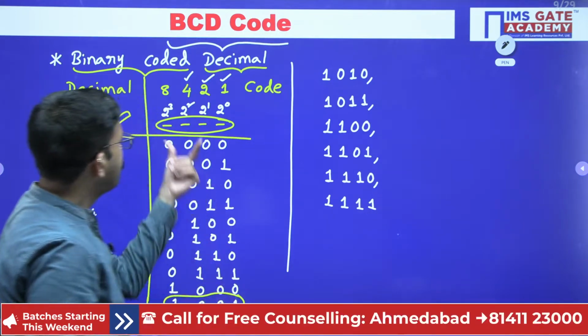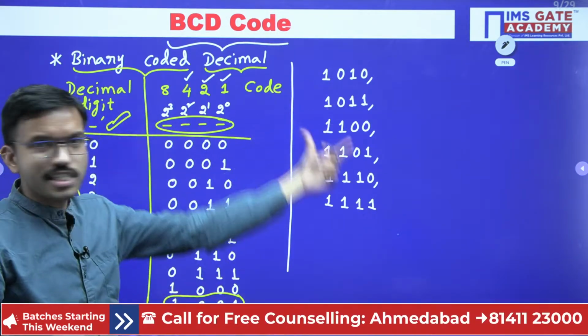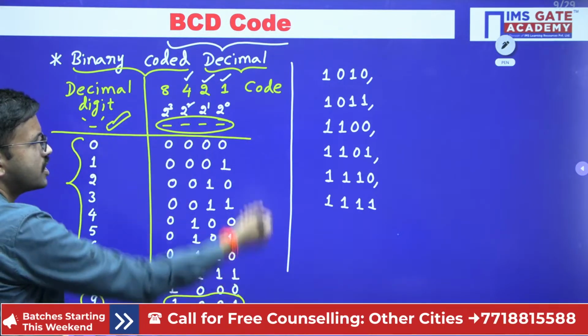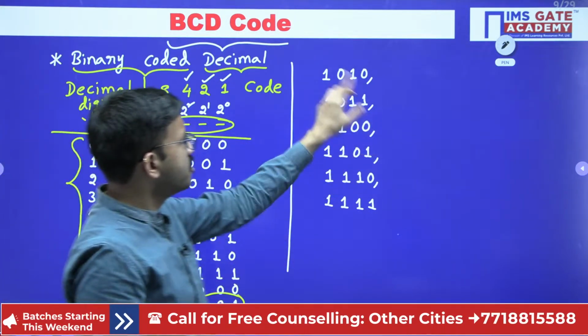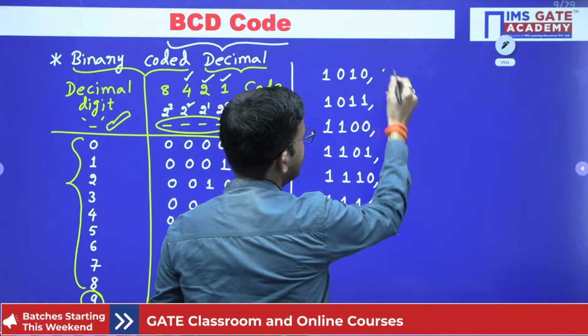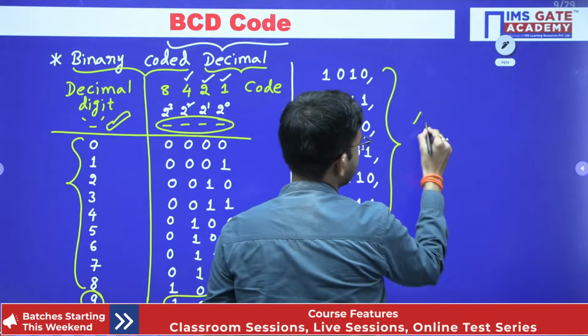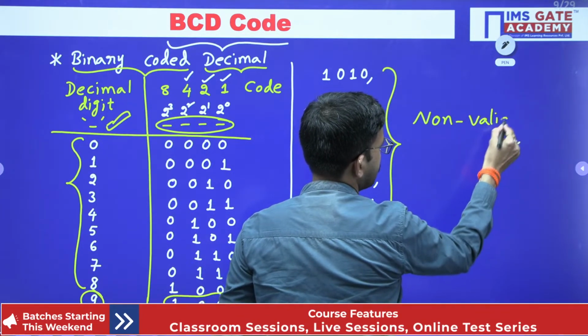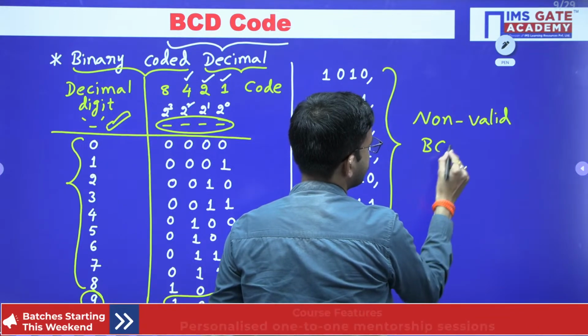Yeah, if you are having 4 bits, in total you will get 16 combinations, but out of which we are using 10 possible combinations for the BCD. What about these 6 combinations? These 6 combinations are non-valid BCD.